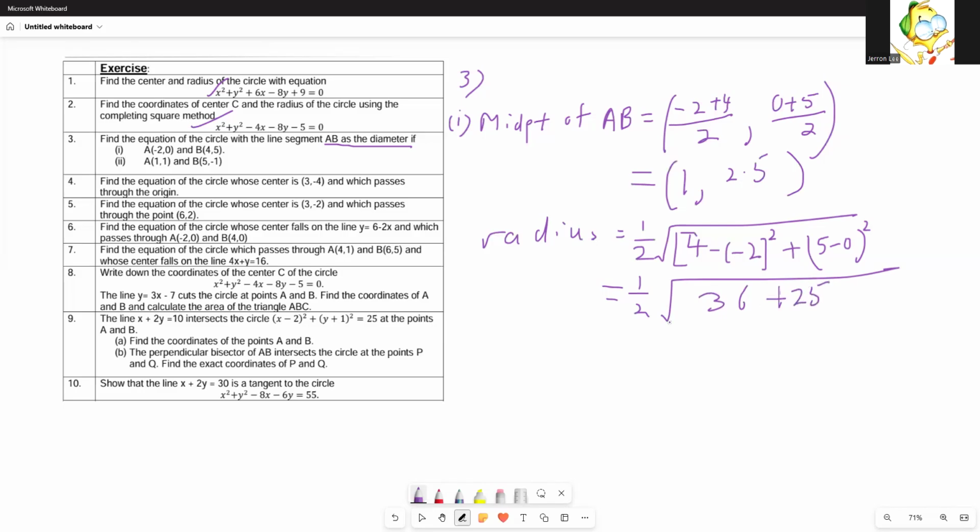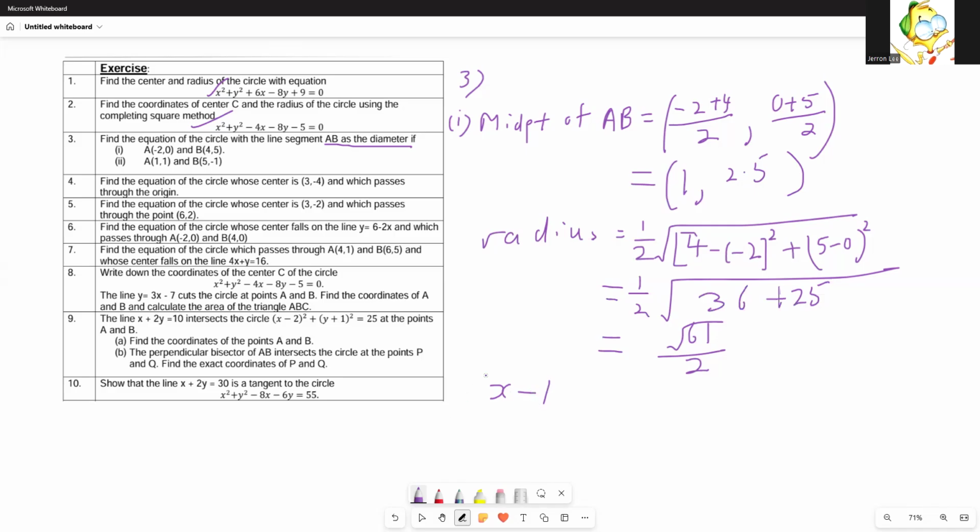So when you do that, you will find that this is actually square root of 61 over 2. Okay. So this one can be considered to be the radius, right? So now having found this, you can actually rewrite your equations, which is going to be x, because x is equal to 1. So basically, this is going to be x minus 1. Okay, do take note of that.